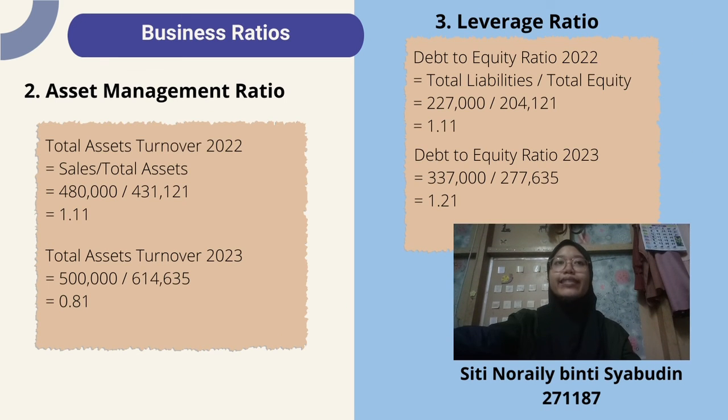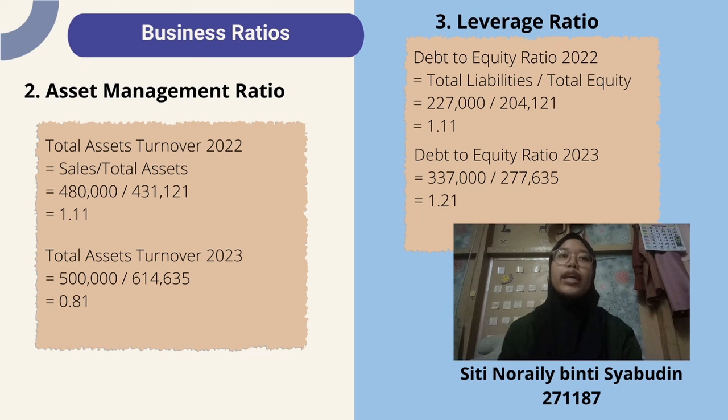Okay, next we have asset management ratio, which is total asset turnover, with the formula sales divided by total asset. In 2022, the total asset turnover of Sweetylicious is 1.11, which means that Sweetylicious can generate 1 ringgit 11 cent in sales for every 1 ringgit of total asset. Meanwhile, in 2023, the total asset turnover of Sweetylicious is 0.81, which means that the company can generate 81 cent in sales for every 1 ringgit of total asset.